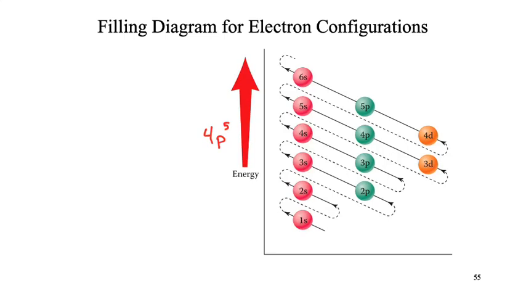What else has to happen? I now need to backtrack through the rest and fill everything else up. As we backtrack, the very next block in reverse would be our D block. Remember, our D block was offset, so that's 3d. 3d what? 10, it's all full. The next one, 4s2. Next one, 3p6.